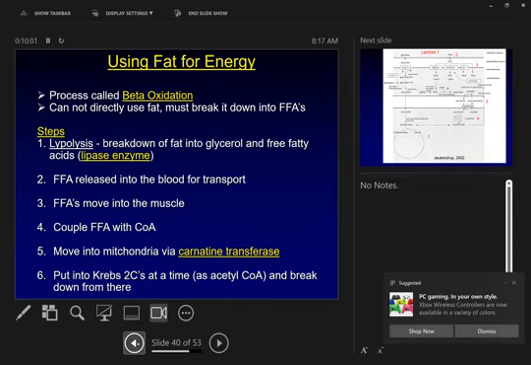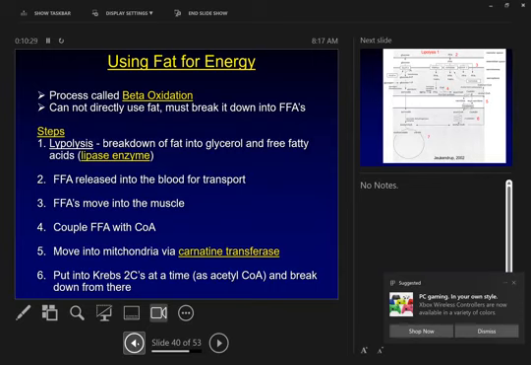Then once it's in the blood, we have to move it into the muscle. Once it gets into the muscle, we have to then couple our individual free fatty acids with coenzyme A, just like we do with pyruvate, move it into the mitochondria, and then once it's in the mitochondria, we start taking 2 carbons at a time off of our free fatty acids. These things may have 18 carbons, or 16 carbons, or 14 carbons. This is the general process.